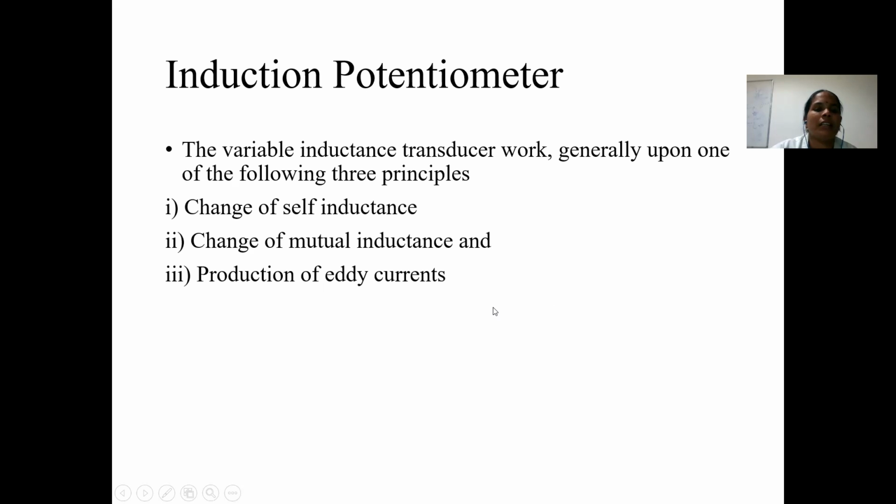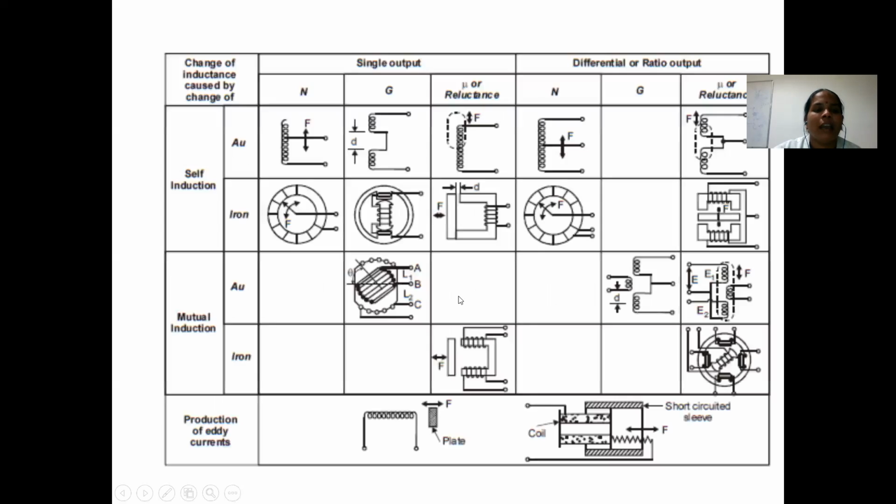The variable inductance transducer works generally upon the following three principles. One is change of self-inductance, another is change of mutual inductance, and the third is the production of eddy currents. Here we can see the difference between the self-inductance, mutual inductance, and the production of eddy current arrangements, where aluminum and iron are used as the material.